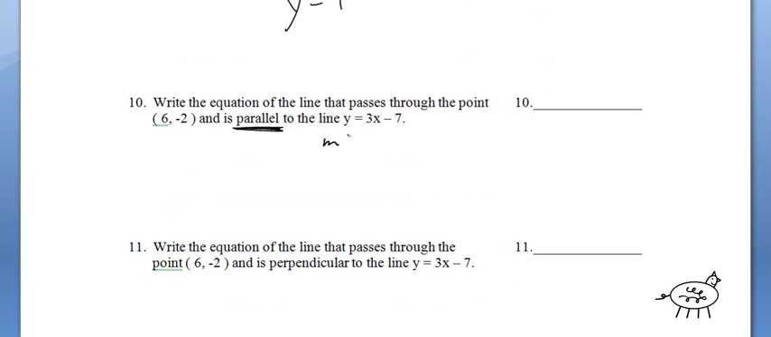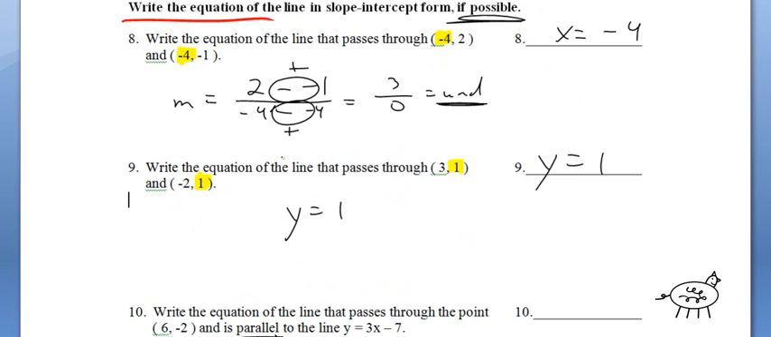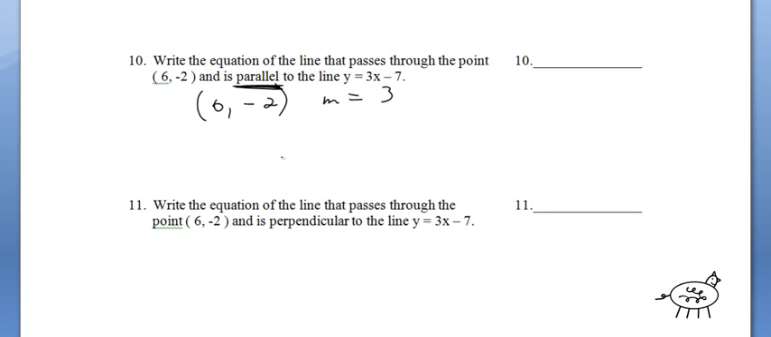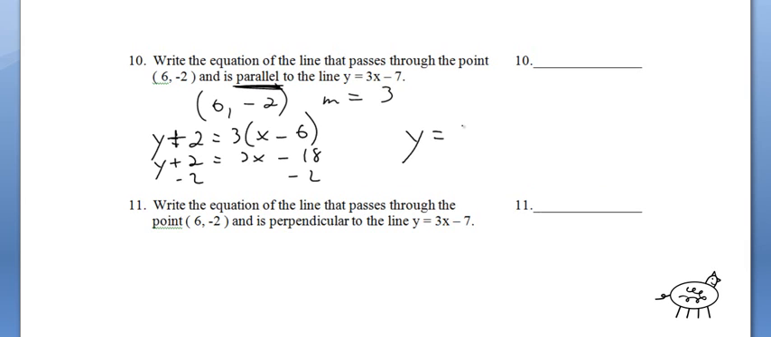Now we have some nice little friendly things here. Parallel, well, that means same slope. So slope is 3, going through 6, negative 2. Okay, and this is slope-intercept form. So we're going to do point-slope form first. So it's y plus 2 equals m times x minus 6. So y plus 2 equals 3x minus 18, minus 2. So y is equal to 3x minus 20. Okay, it's not too bad.